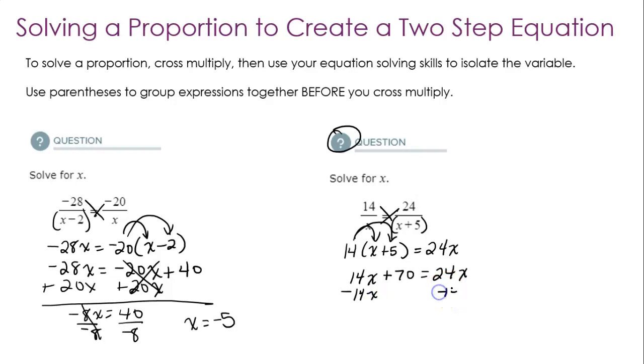We're going to subtract 14x from each side to get the like terms together. Those cancel out. You're left with 70 equals 10x. We're going to divide both sides by 10. No reason to make a fraction here. 70 divided by 10 just becomes 7. So x should have equaled 7 there.